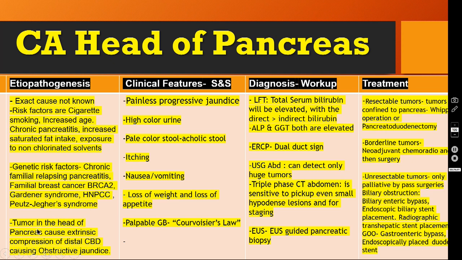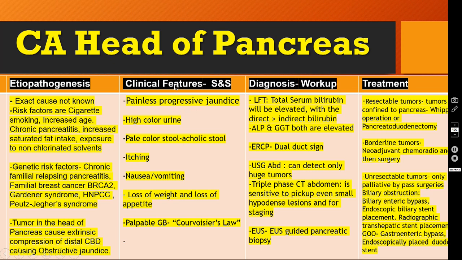Tumor in the head of the pancreas causes extrinsic compression of the distal CBD, causing obstructive jaundice. Coming to the clinical features, patient will have painless progressive jaundice in contrast to the choledocholithiasis. In choledocholithiasis, the jaundice is painful and intermittent. In CA head of the pancreas, the jaundice is painless and progressive.